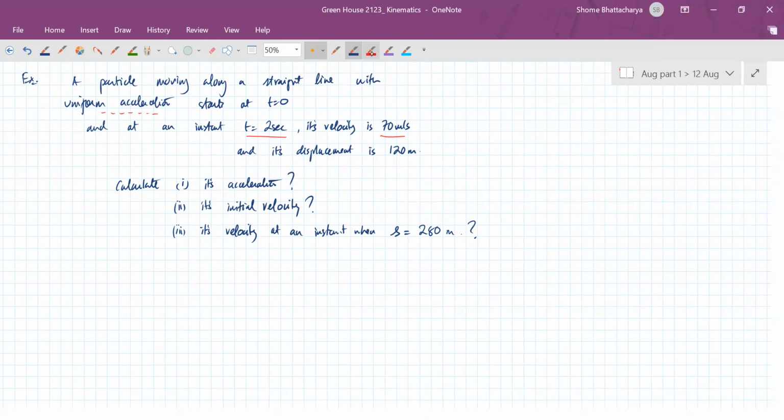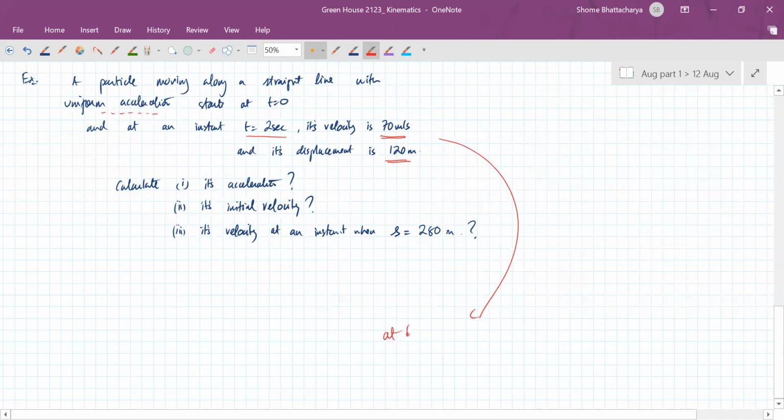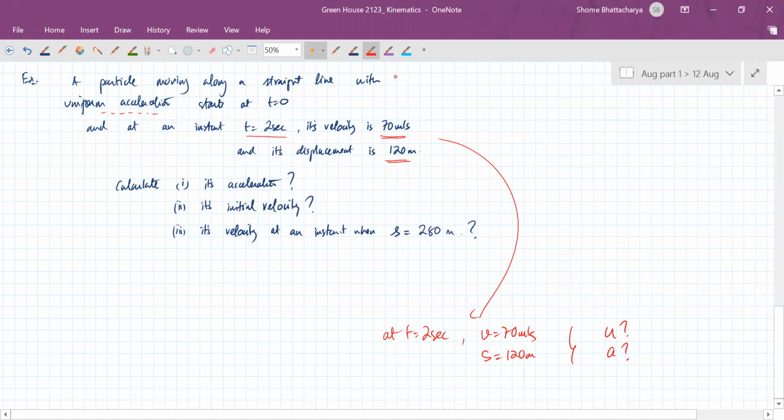So you have to substitute these two pieces of information in the equations. At t equal to 2 seconds, v is equal to 70 meters per second and s is equal to 120 meters. So from this, what is your unknown? u is unknown, a is unknown. So just try to substitute this in the equation and solve.